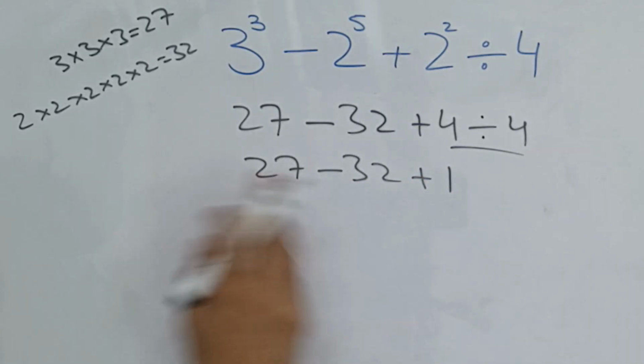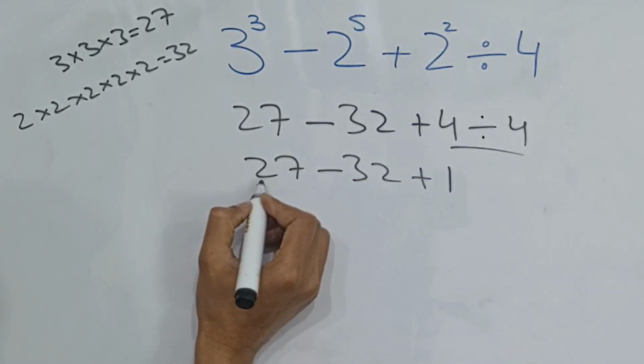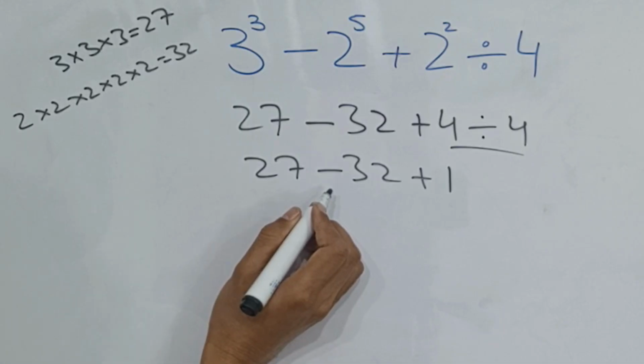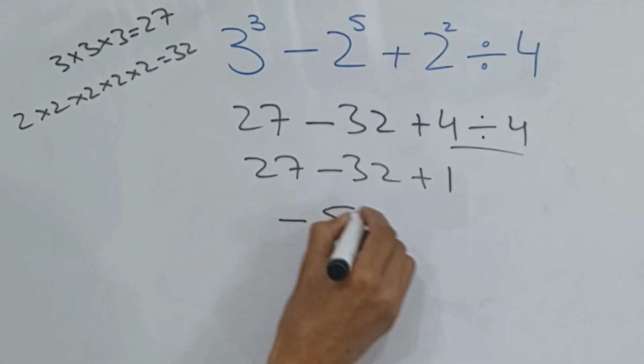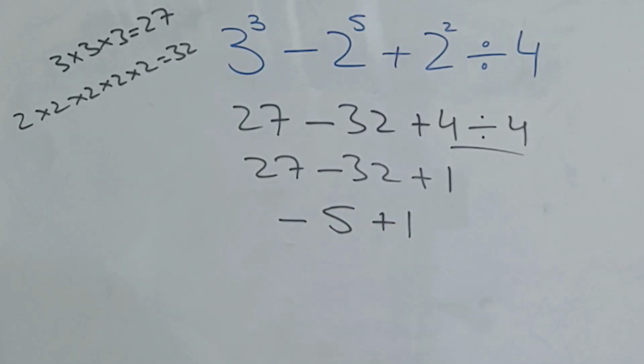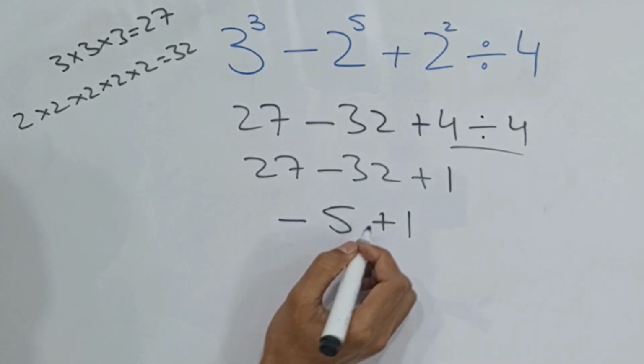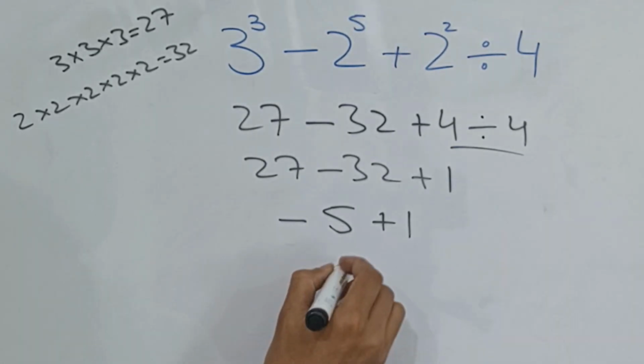Now subtraction and addition from left to right. 27 minus 32 equals minus 5 plus 1, right? Now minus 5 plus 1, minus plus minus, so minus 4.